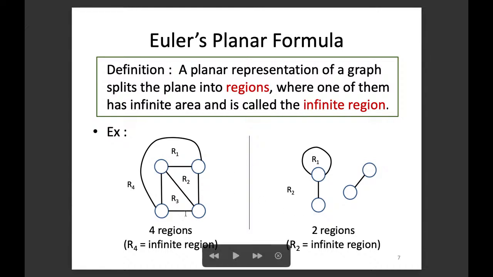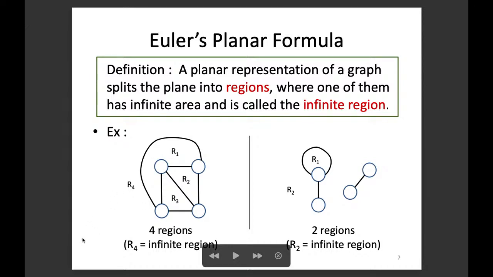Now, when we have a planar representation of a planar graph, the plane is split into regions. One of them may have no boundary, so we call it an infinite region. For instance, this is a representation of K4. Region 1 is bounded by these three edges. Region 2 is bounded by these three edges. Region 3 is bounded by these three edges. And region 4 is bounded by this edge and this edge. But then we also have this infinite region.